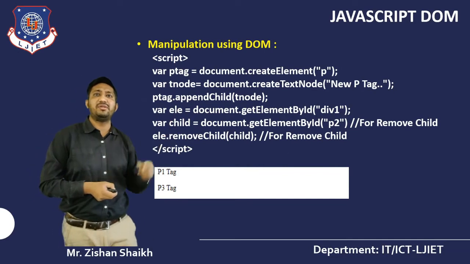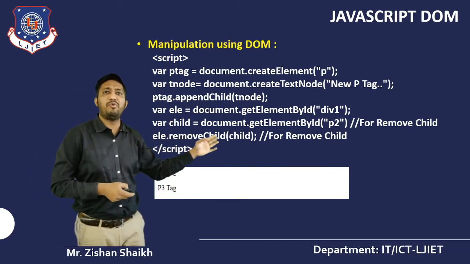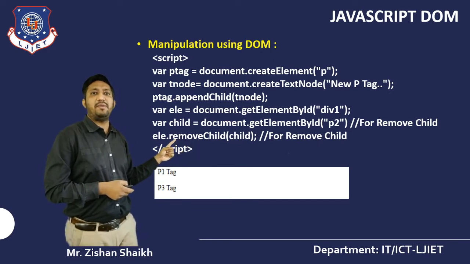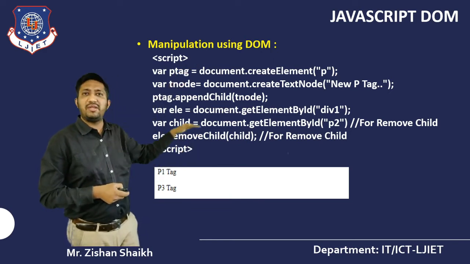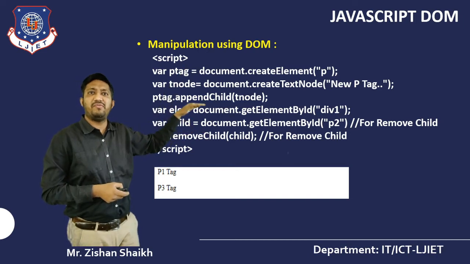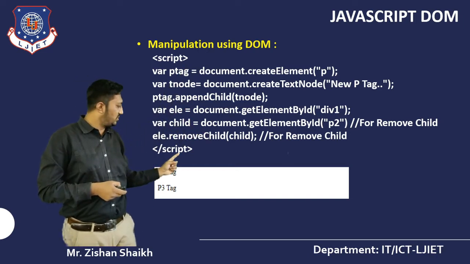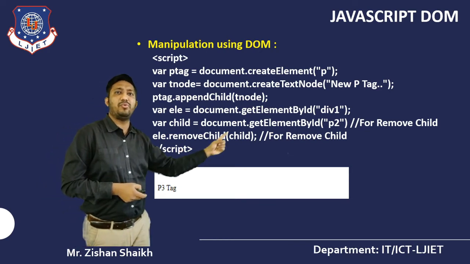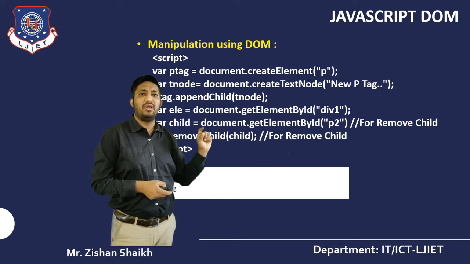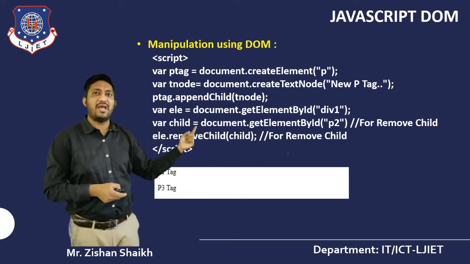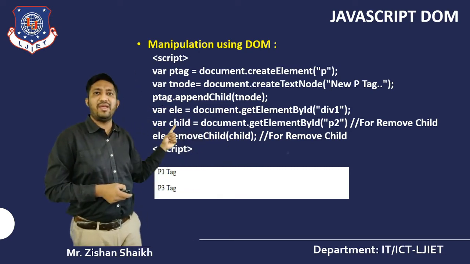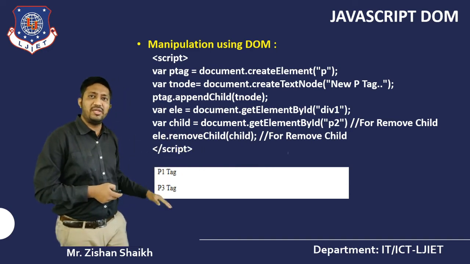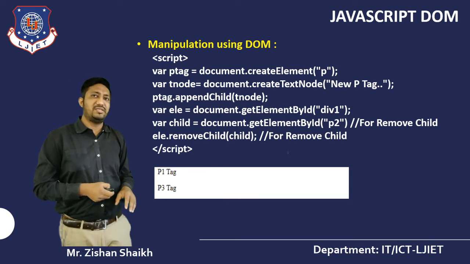Now in the same way we do the manipulation for removing a child. For removing a child, which method do we have to use? The removeChild method. The first five lines of code are the same. For removing, we just write the removeChild method and tell it which child we have to remove. So here getElementById P2. If I want to remove P2, I store that value into the child variable, and I pass that value to removeChild. So you can see in the output that the value will be changed here.